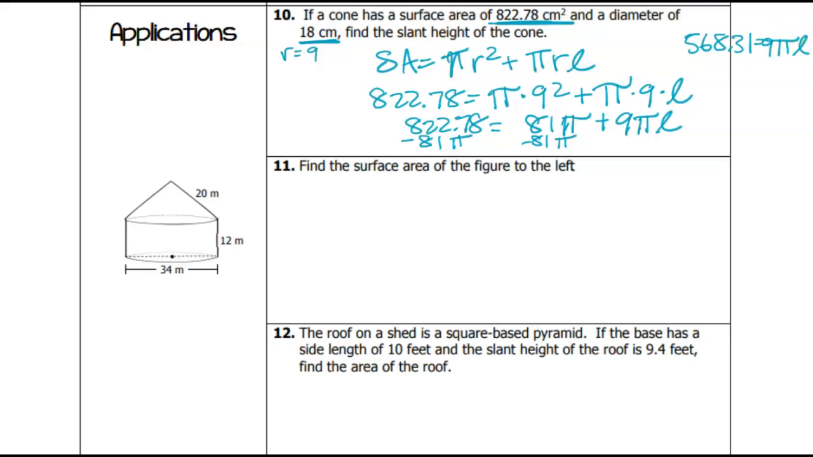And then 9 pi is again a number. I want L to be left there. So I divide by 9 pi. Again, putting this into the calculator. And I will get L is equal to 20.1 centimeters. Not centimeters squared, because I'm just getting a length here.